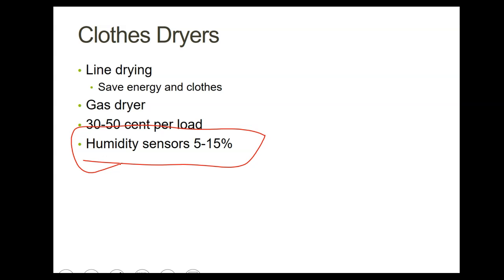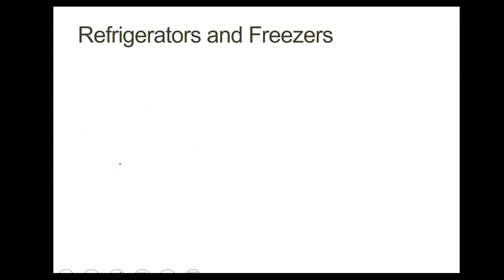Humidity sensors save up to 5 to 15% of the energy, because sometimes the clothes are dry and you're just running the heat for no reason. Cleaning the filter is a very important part of the dryer, because again it will take less time to dry the clothes.